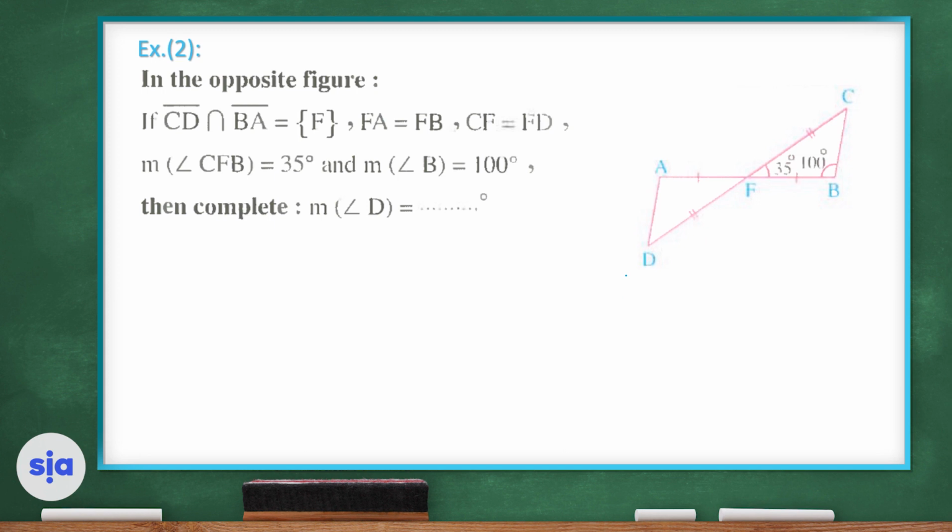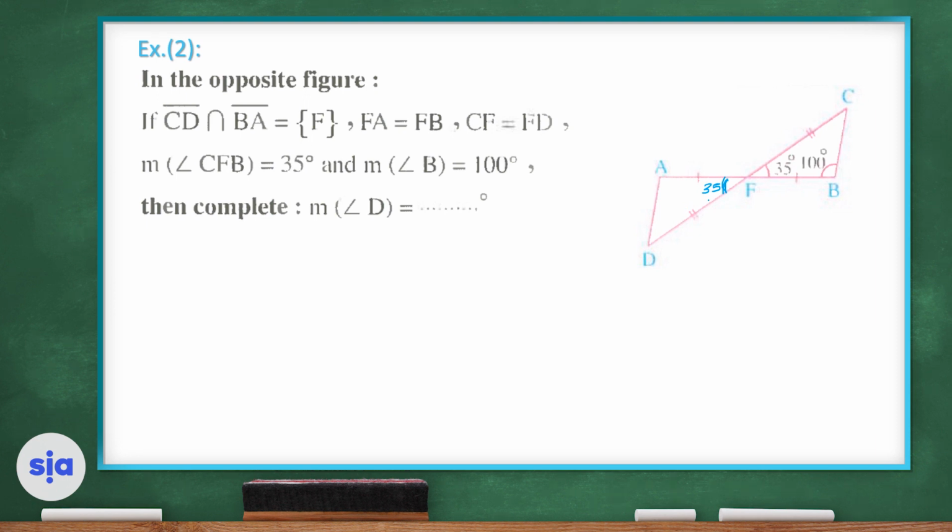Exercise number 2. If segment CD intersects segment BA at point F, where FB is equal to FA and CF is equal to FD, so for sure, don't forget that the vertically opposite angles are also equal in measure, so this part is also 35 degrees. So this part is also 35 degrees.